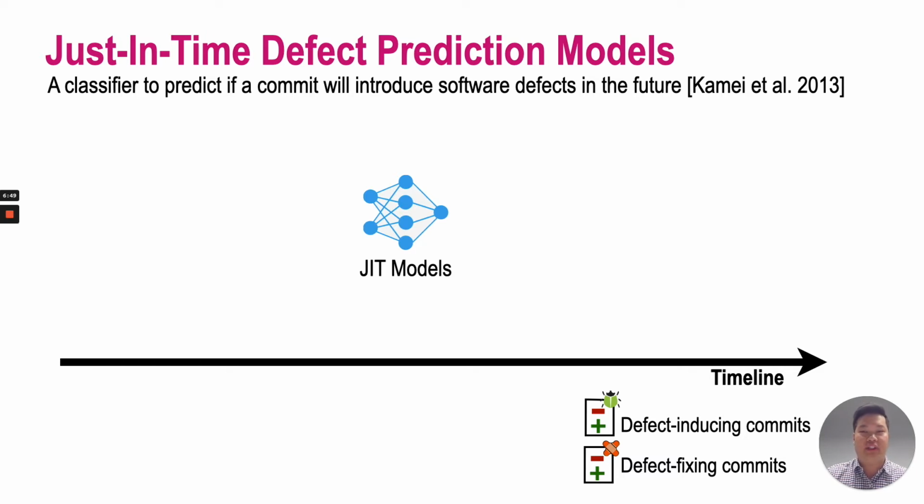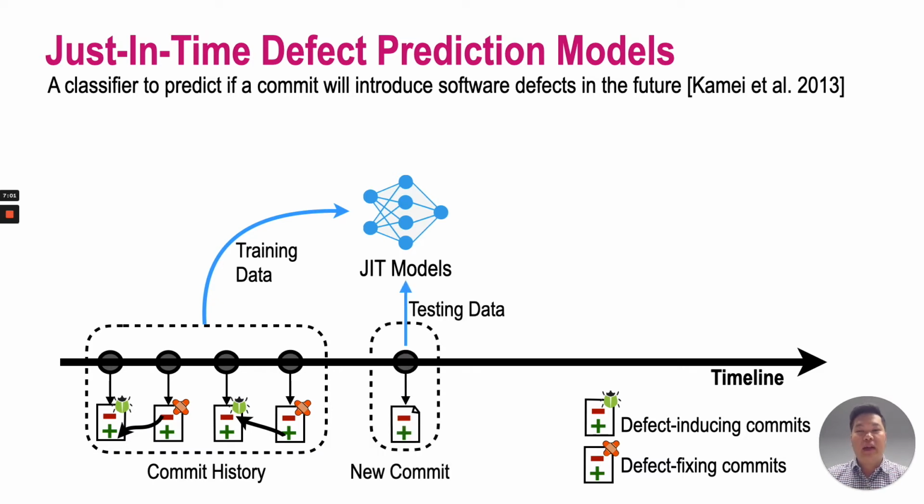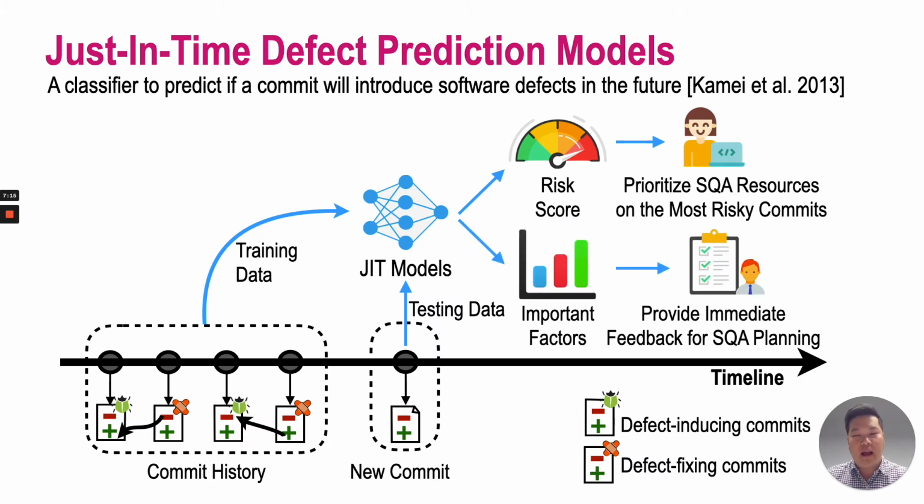defective in the future. To build a JIT defect model, we first train a JIT model using historical data of the characteristics of the defect-introducing commits in order to predict whether a newly arrived commit will introduce defects in the future or not, while the insights derived from the JIT defect models can also be used to better understand what factors are the most associated with defects in the past so we can avoid them in the future.